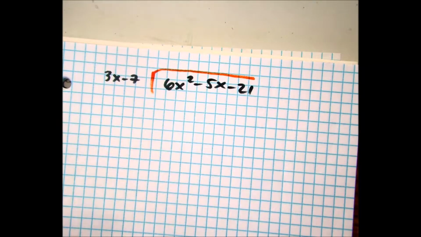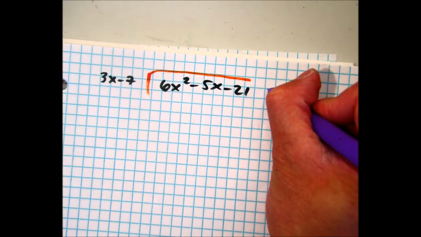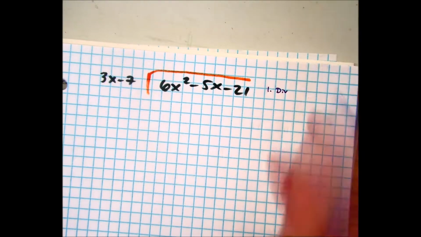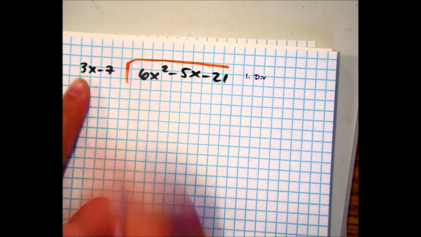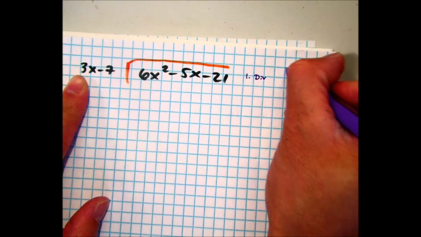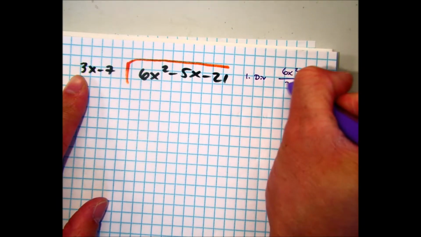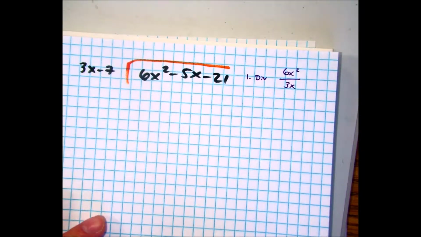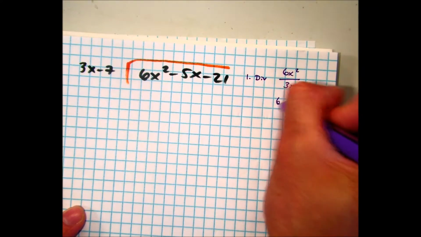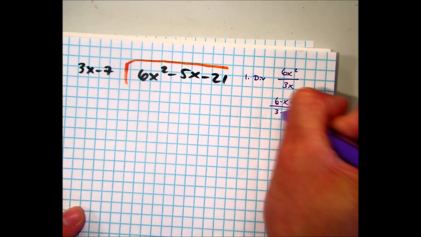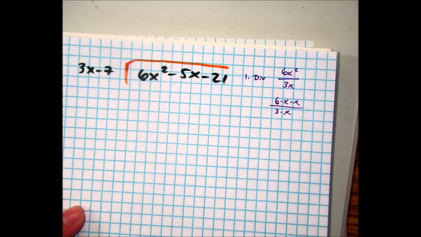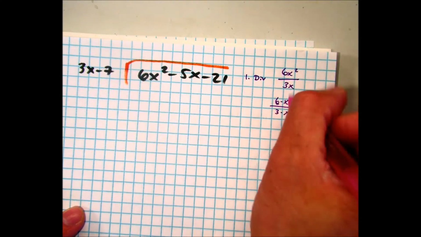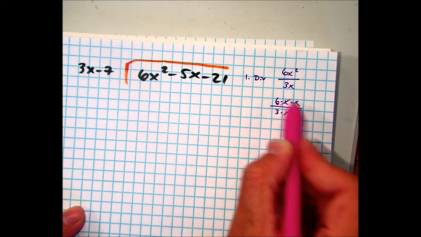We do division. So let's do division. My division here is 3x going into 6x squared. Well, all you do is just simplify that. 6 times x times x, 3 times x. Class, if you do some canceling there, what do you get? You're just going to get 2x.